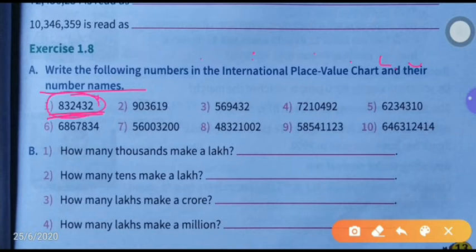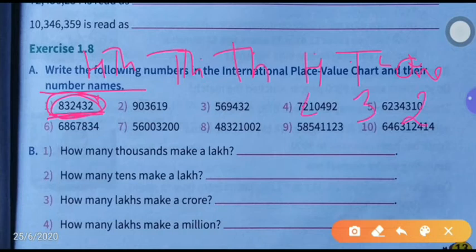Suppose I am showing you ones, tens, 100s, 1000s, 10,000s, and after that 100,000s. If you put this number, 2 will come in the ones place, 3 is in the tens place, 4 is in the hundreds place. Again this 2 is in the thousands place, 3 is in the 10,000s place, and this 8 is in the 100,000s place. Like this you have to put all the numbers in the chart. After that you have to write the number name, which I told you last class.